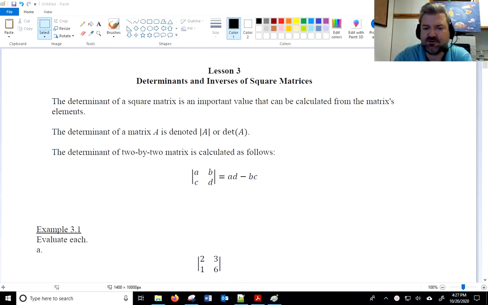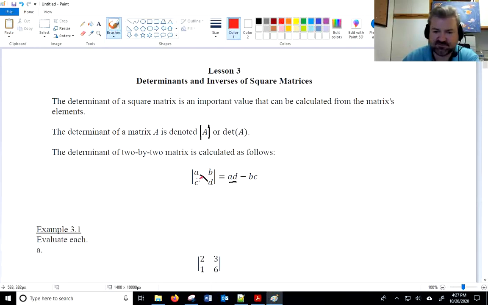The determinant of a square matrix is an important value that can be calculated from the matrix elements. The determinant of a matrix A is usually denoted with either these two vertical bars here, or occasionally you'll see it written in almost like this computer or calculator way of saying det for determinant of A. The determinant of a 2 by 2 matrix is calculated as follows. You multiply A times D, and then you multiply C times B, and you subtract those two.